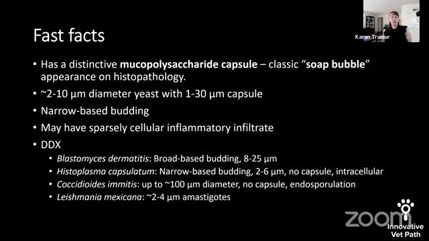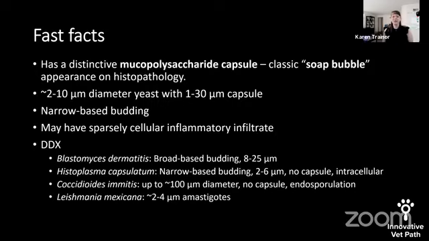You can tell these differentials apart based on some of the special stains and some of the characteristics. Blastomyces has broad base budding, so lots of V's with that one, and the organisms are a little bit larger, ranging from maybe 8 to 25 microns. We often say blasto is big. Histoplasma is around the same size diameter, about 2 to 6 microns. It also has narrow base budding, but that tends to be an intracellular organism within macrophages or histiocytes, and it has no capsule. So that's one way to differentiate it.